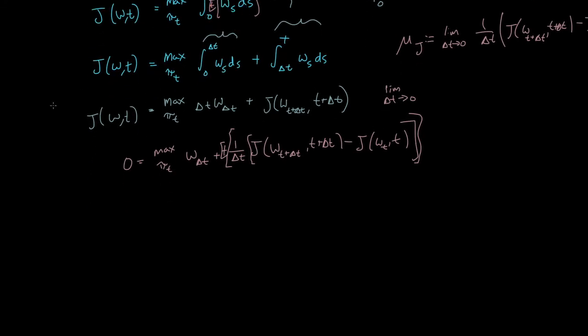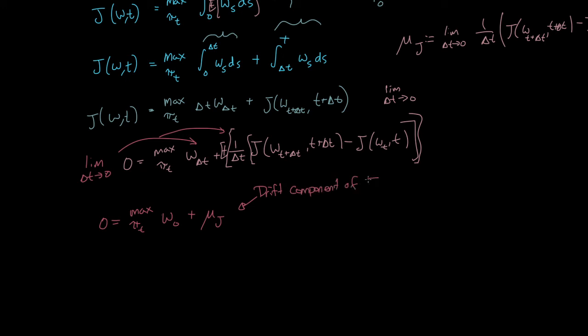So we apply our limit operator. Limit as delta t goes to 0, and the limit of the sum is equal to the sum of the limits. We can distribute it over addition here and here. So we're going to end up with 0 equals the max of pi_t plus, and then some initial condition w0 plus, and now we know that by definition this is equal to our mu J, which is the drift term of the J function. So to recall, this is the drift component of J.